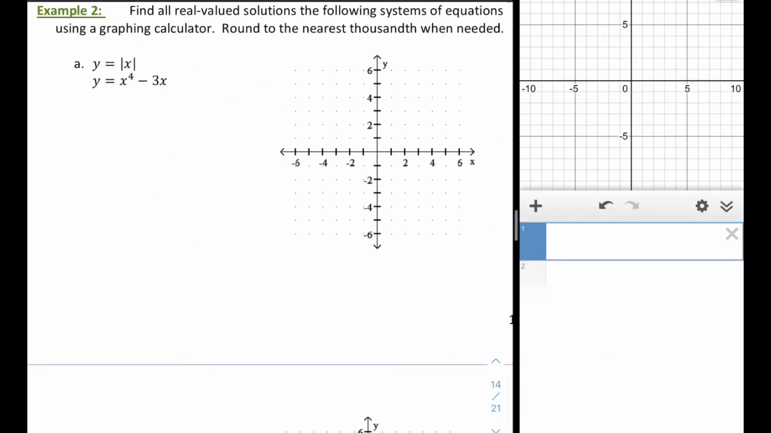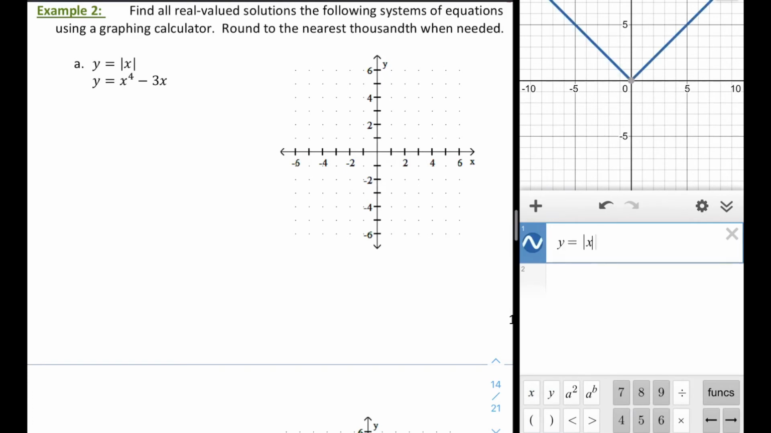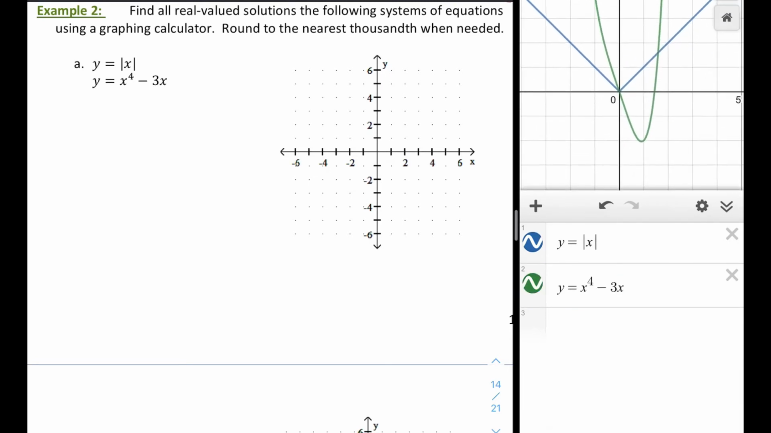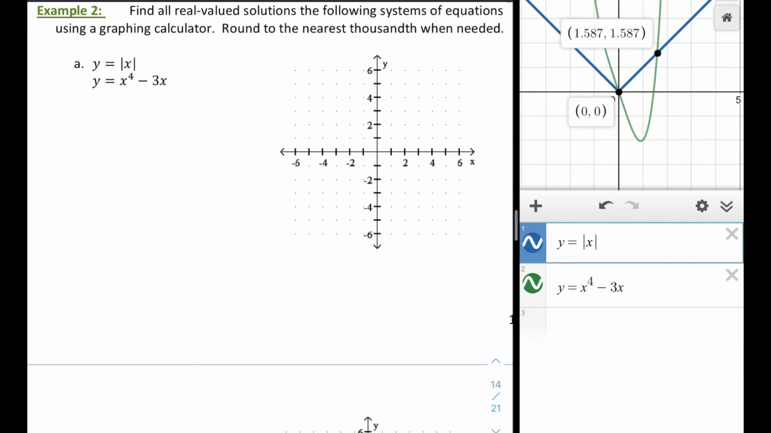We're going to do some solving by graphing, which will give us all the real valued solutions to our system of equations. Won't give us any non-real complex ones, but sometimes, depending on our situation, we just want the real valued ones. I'm going to graph these using Desmos. So if you graph your two functions, you get that these two intersect at 0, 0 and 1.587, 1.587.